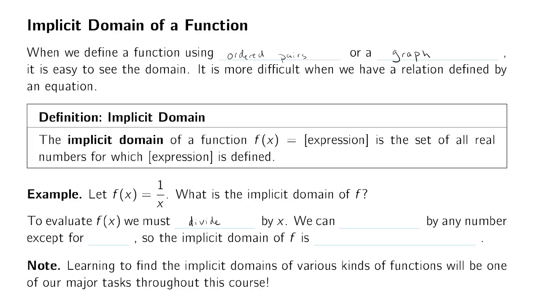And now we know that we can do division by any real number except for 0. And so any real number except for 0, we can plug that into our function and it'll make sense. So the implicit domain of f is just the set of all x that are not equal to 0. So all real numbers except for 0 are in the domain of this function.